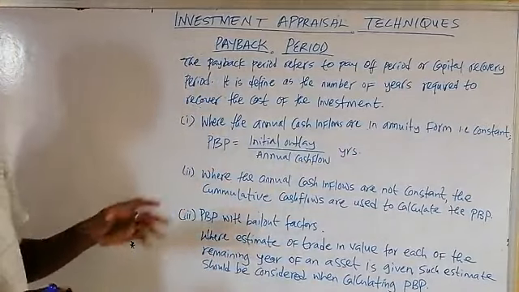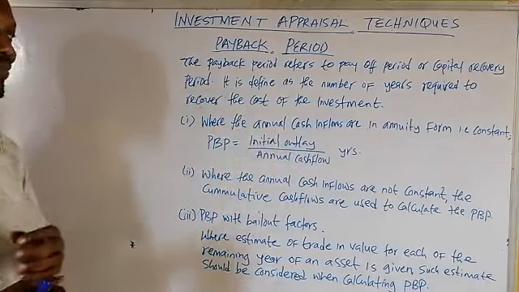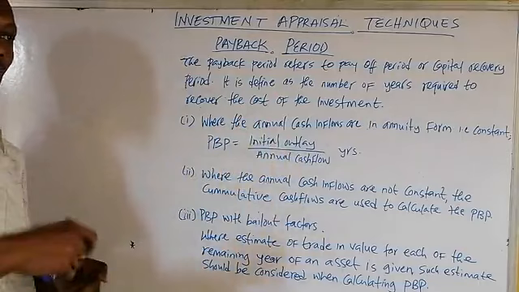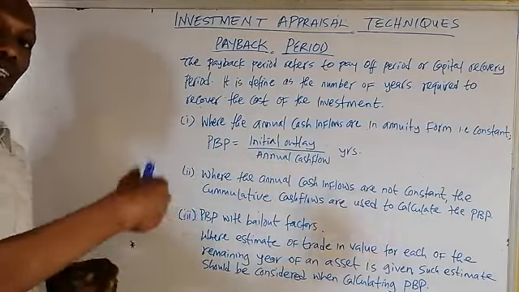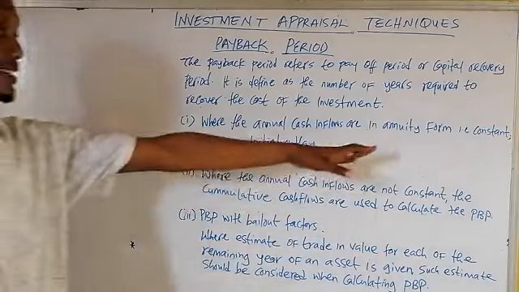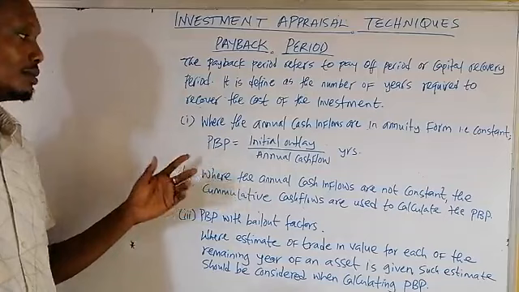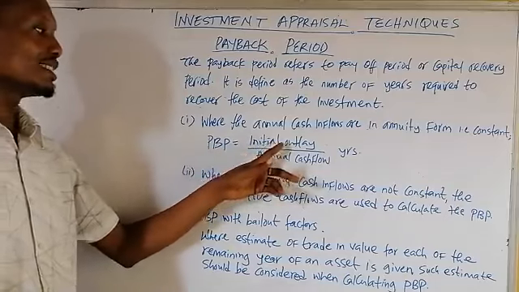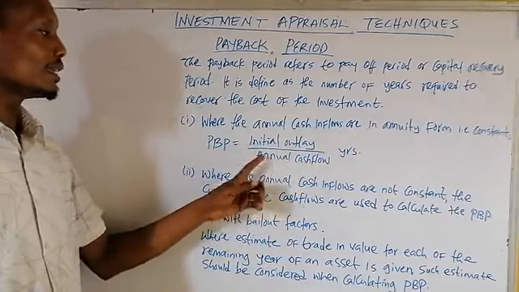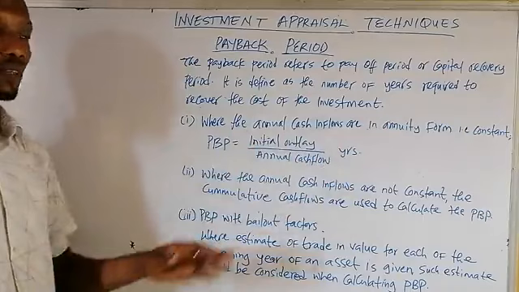Okay, so by that, if the cash flow you are going to see from an investment is in annuity form, that is, you are going to be receiving the same value year in, year out, that is an annuity. Now, that is constant. So the formula to use under such a scenario is: payback period is equal to initial outlay, the money you invested, divided by the annual cash flow.